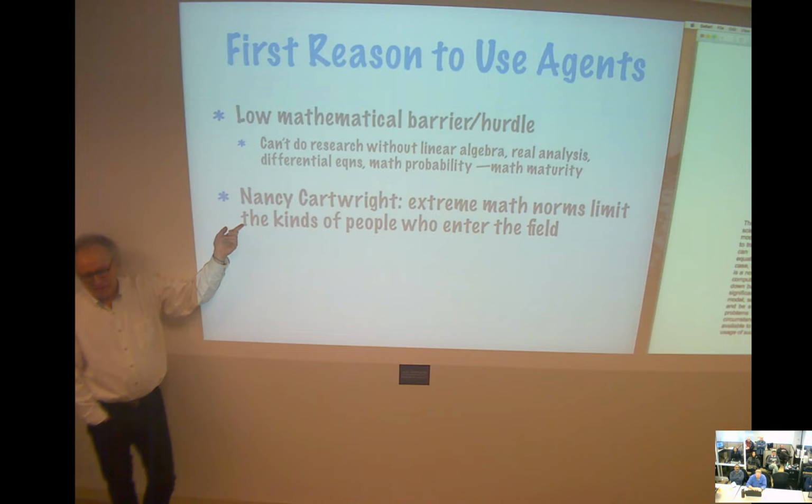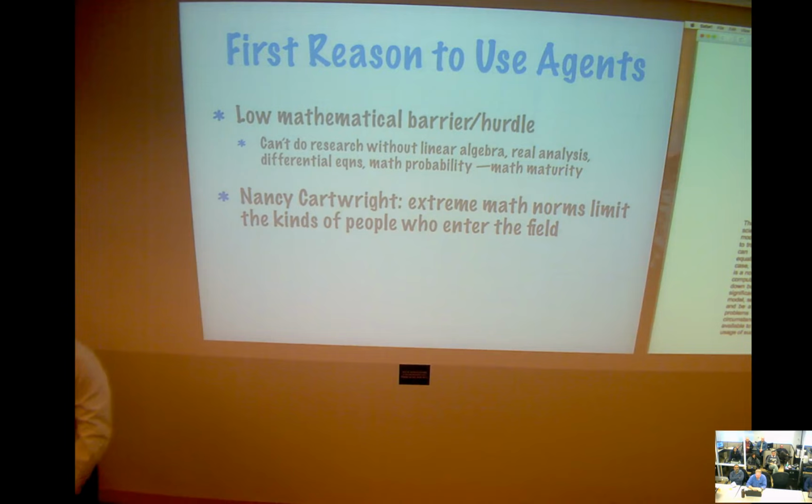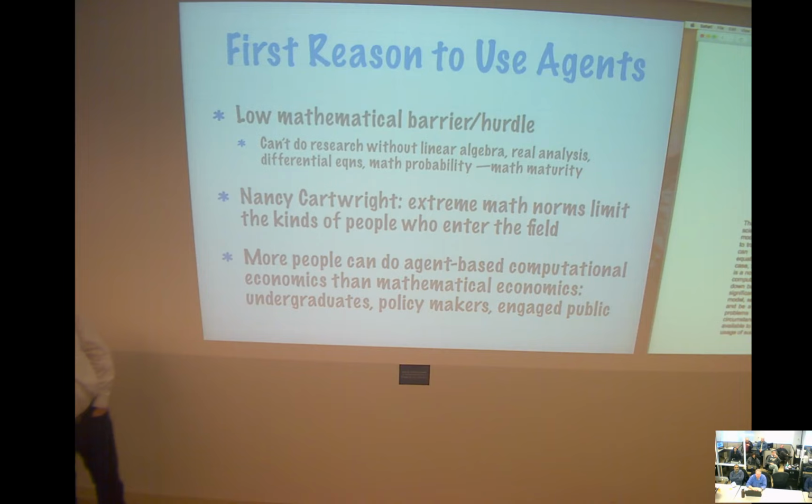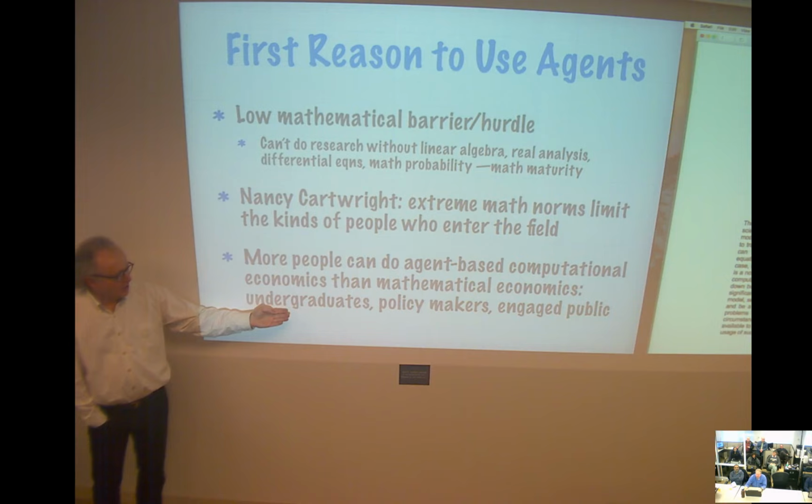Using a physics analogy, you're going to have the Paul Diracs of the world entering economics today. Are these people the best economists? It's somewhat unclear. So if we can lower the bar somehow to make it easier to do economics, by doing it computationally, we can get a richer set of people in here. In this article, we're trying to introduce people to agent computing. We're trying to say you're welcome to do this. It's in some sense easier than mathematical economics, and it opens the field up to policymakers and even the engaged public.